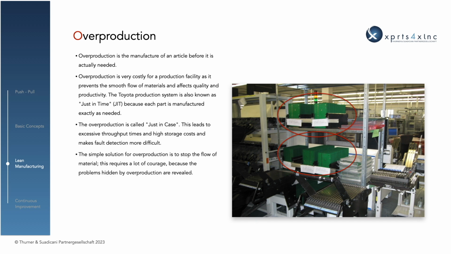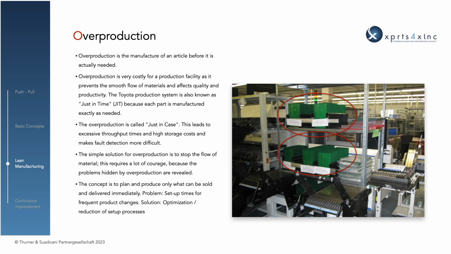The simple solution for overproduction is to stop the flow of material. This requires a lot of courage, because the problems hidden by overproduction are revealed. The concept is to plan and produce only what can be sold and delivered immediately. Problem: setup times for frequent product changes. Solution: optimization, reduction of setup processes.